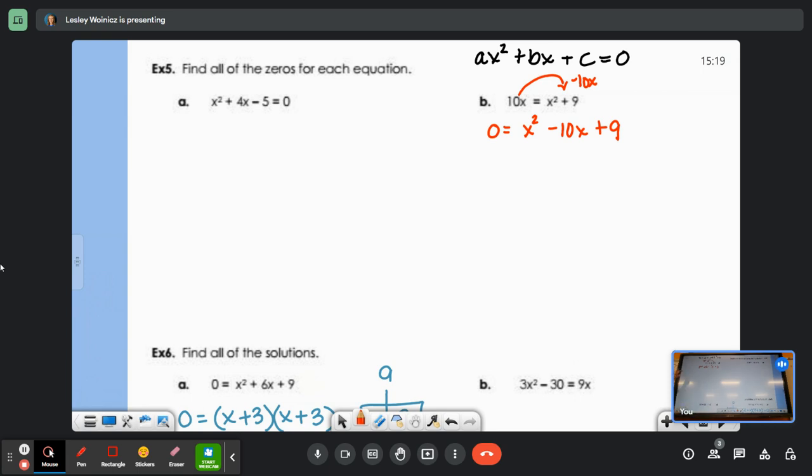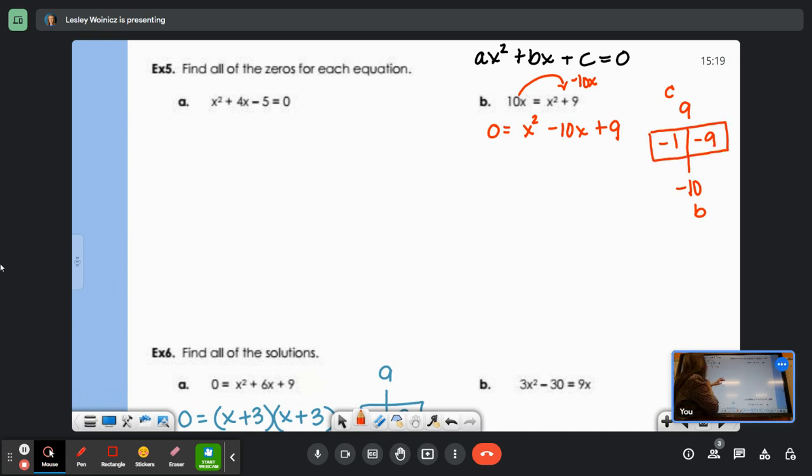We want factors of 9, our c value, that sum to negative 10, which is our b. Whoops, I wrote c. If you get your terms in the wrong order, you're going to get confused at what your b and c are, and it's going to mess up your magic numbers. Are the factors -1 and -9? They are. -1, -9. Good.